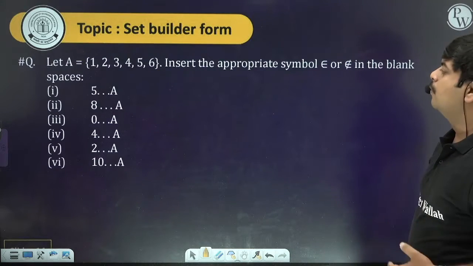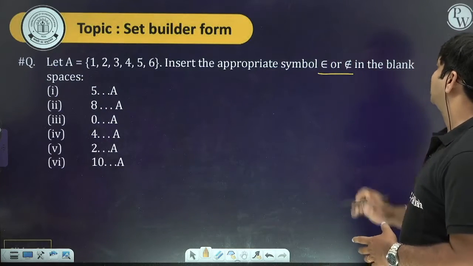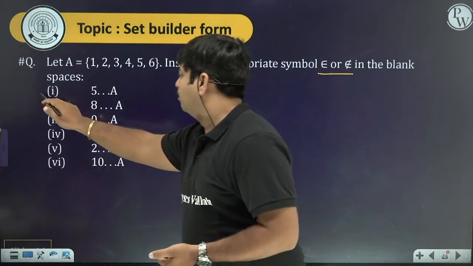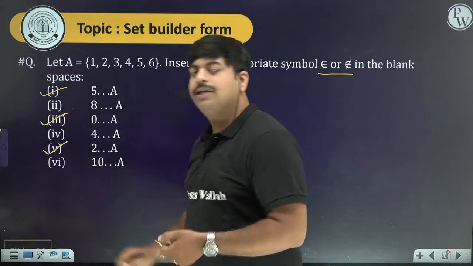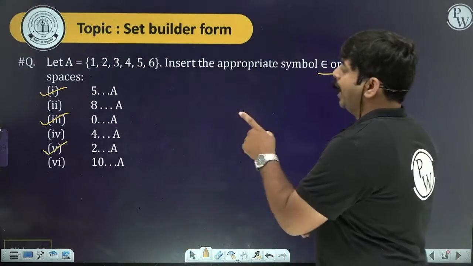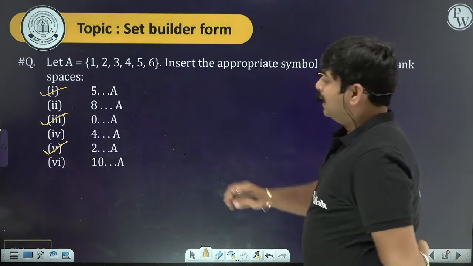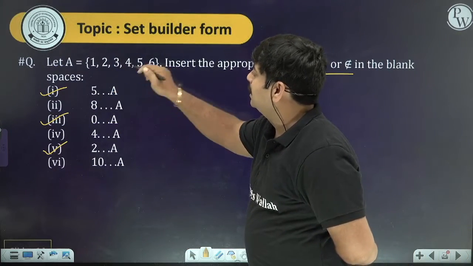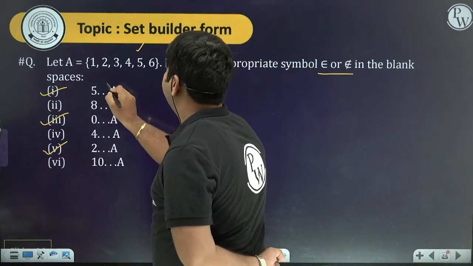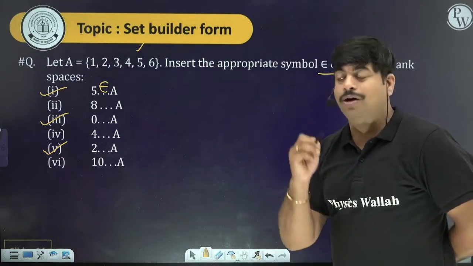Fine. So what is the next one? Let A be equal to {1, 2, 3, 4, 5, 6}. Insert the appropriate symbol, belongs to or does not belong to, in the blank space. Here we have 6; I'm doing the first, third and fifth, and the remaining you can do later as homework. It's a very simple thing. Just tell me, is 5 a number in set A? Yes, it is there. So I can say 5 belongs to set A.